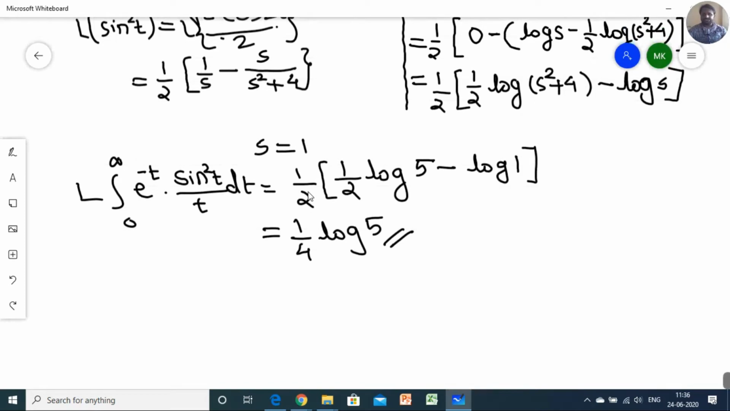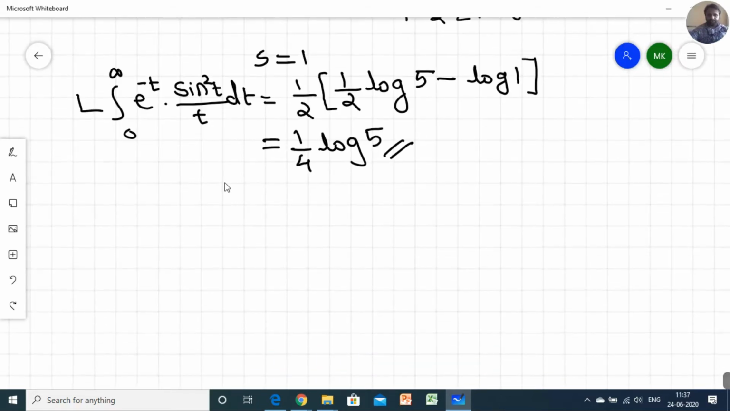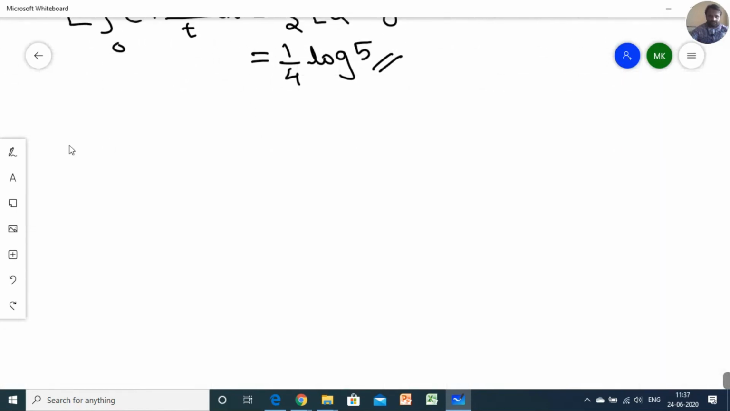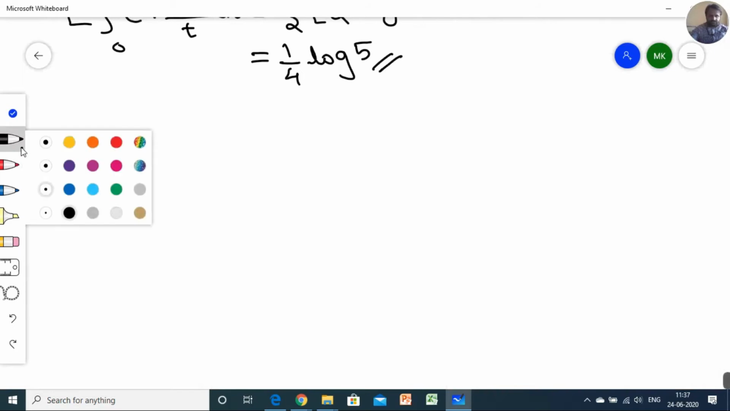At the end we apply s equal to 1 from the definition. So from the definition, s is equal to 1, so this part becomes 1 by 2 log of 5 minus log of 1. Why log of 5? Because s square plus 4, while substituting s you will get 1 plus 4, that is 5, and log of 1 is equal to 0. Therefore the function is equal to 1 by 4 into log of 5. Hope all of you understand this numerical very well. Now I will move to the second numerical, so that our concept will be clear.